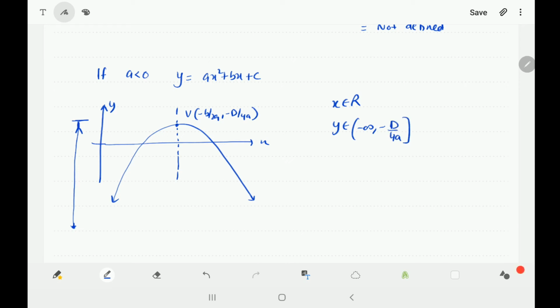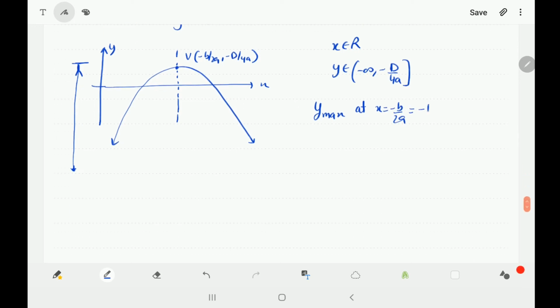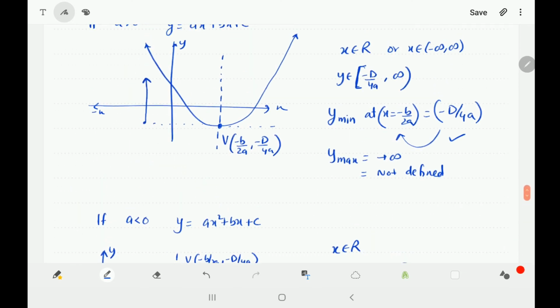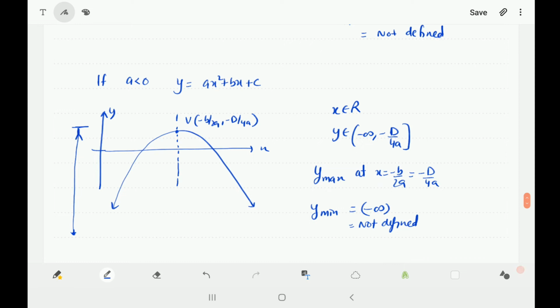If I ask you the maximum value of y, the maximum value comes at the vertex point only, at x equal to minus b by 2a, which is equal to minus d by 4a, and the minimum value is tending to minus infinity, which is actually not defined. So you can easily say that if a parabola is upwards, then we achieve a minimum value equal to minus d by 4a at x equal to minus b by 2a. If a parabola is downward, we achieve the maximum value of the function at x equal to minus b by 2a, and the value will be equal to minus d by 4a.